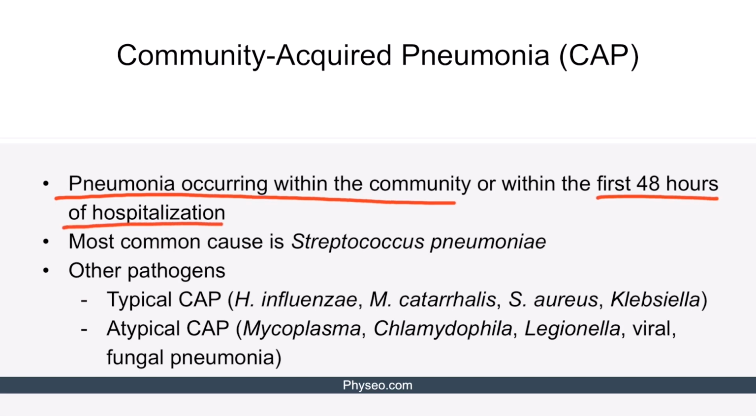The most common cause is Streptococcus pneumoniae, which, as mentioned already, causes typical pneumonia. Other common pathogens causing typical community-acquired pneumonia are Haemophilus influenzae, Moraxella catarrhalis, Staphylococcus aureus, and Klebsiella pneumoniae. The common pathogens of atypical community-acquired pneumonia are Mycoplasma, Chlamydophila, Legionella, and viral pneumonia. Fungal pneumonia is also a rare cause of atypical community-acquired pneumonia.